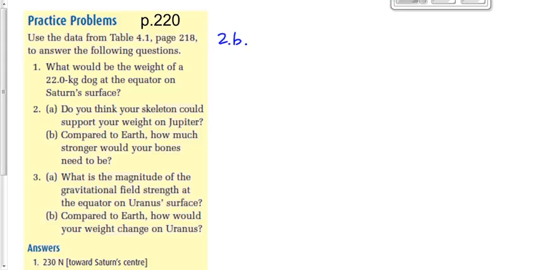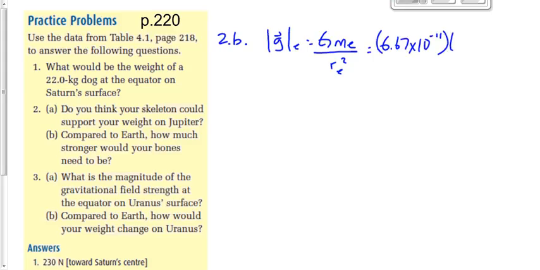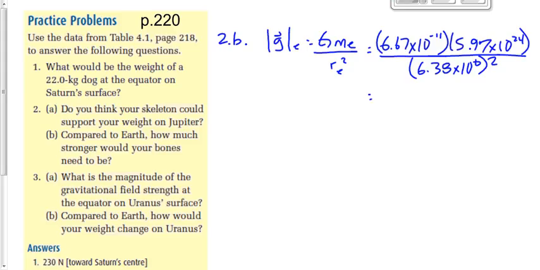Okay, let's see how much stronger my bones would need to be. To do that, I want to find out how much stronger gravity is on Jupiter than it is on the Earth. Okay, the first thing I'm going to do is find the field strength caused by the Earth. We know that we're going to get somewhere around 9.81 for this, right? 6.67 times 10 to the minus 11 times 5.97 times 10 to the 24, divided by 6.38 times 10 to the 6. Okay, gravitational field strength caused by the Earth.